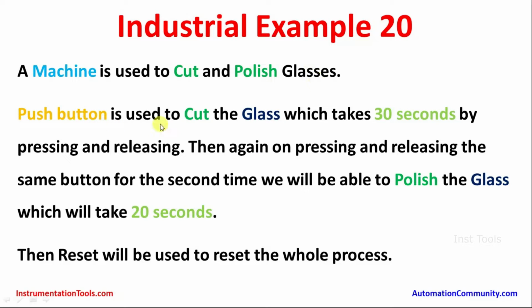A push button is used to cut the glass, which takes 30 seconds, by pressing and releasing. Then, on pressing and releasing the same button a second time, we will be able to polish the glass, which takes 20 seconds. Then a reset button will be used to reset the whole process. Let's head over to the OpenPLC editor and make the ladder diagram for the given example.